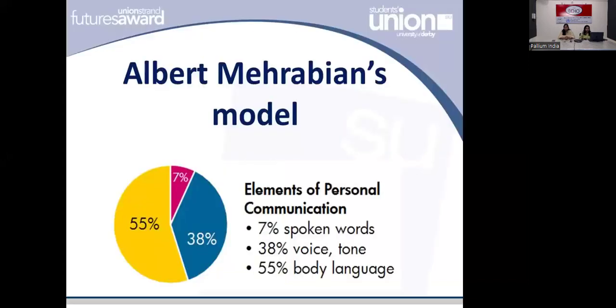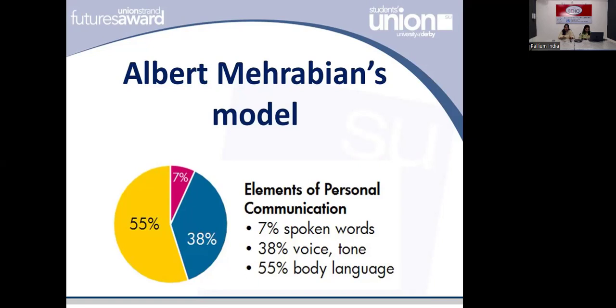According to Albert Mehrabian's model, we feel that what we say has a very great importance, but the spoken words only take about 7% of the elements of personal communication. It only takes about 7%, and 55% of the whole communication is done by body language. So think about the importance of body language when it comes to communication.